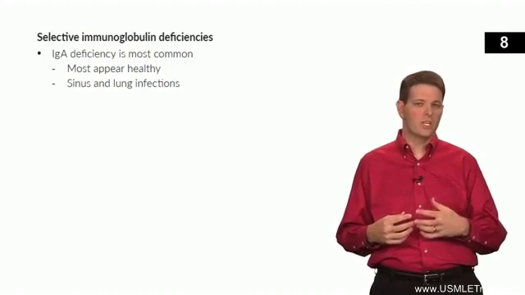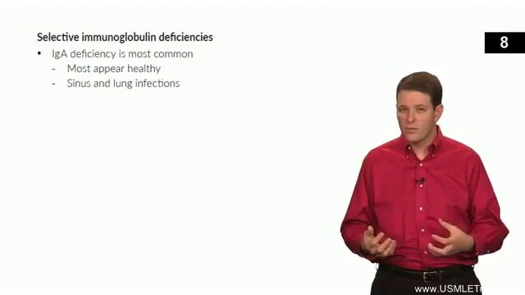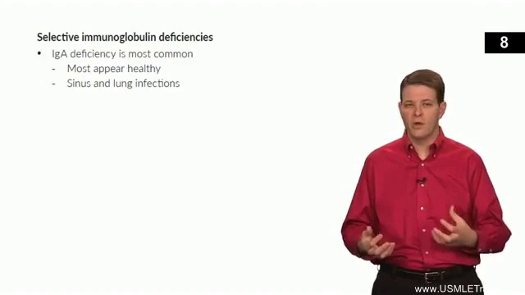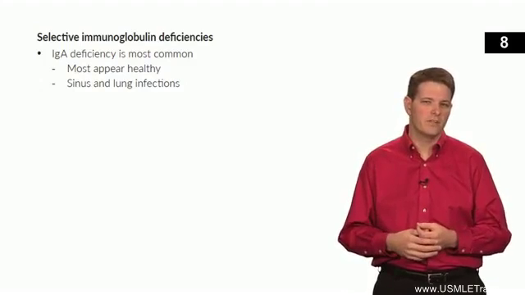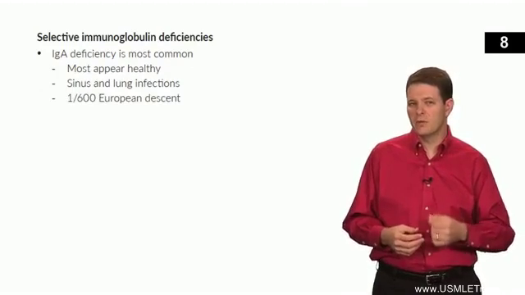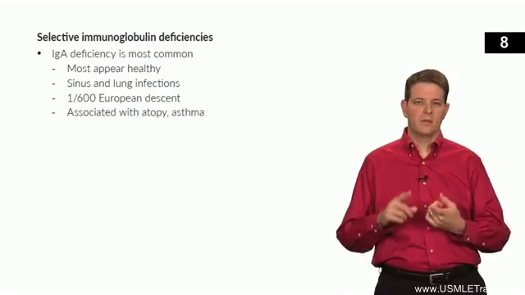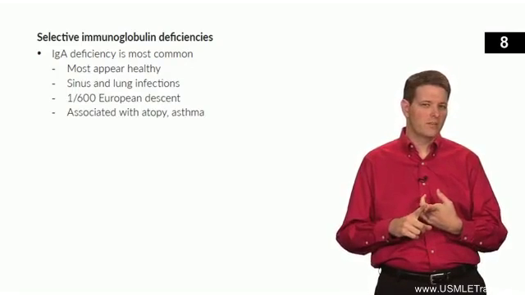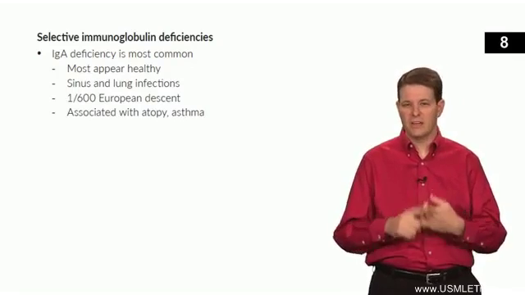So if on your test they give you a young adult who gets sinusitis 3 or 4 times a year or has several bouts of pneumonia, think about the possibility of IgA deficiency. Selective IgA deficiency affects about 1 out of every 600 people of European descent. It's associated with atopy and asthma, so these patients are more likely to have allergies and asthma and eczema.